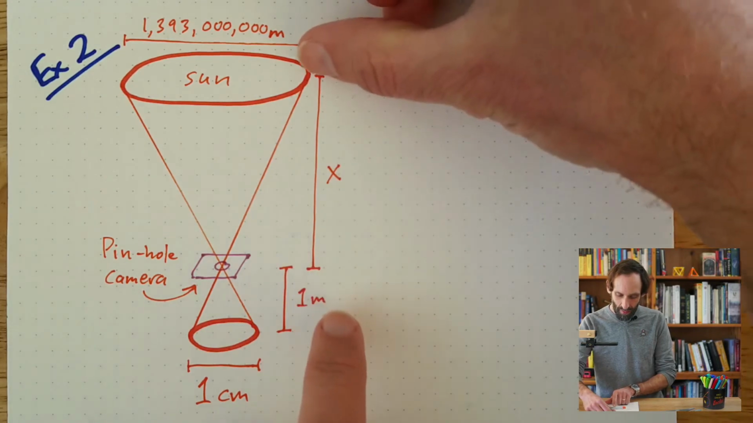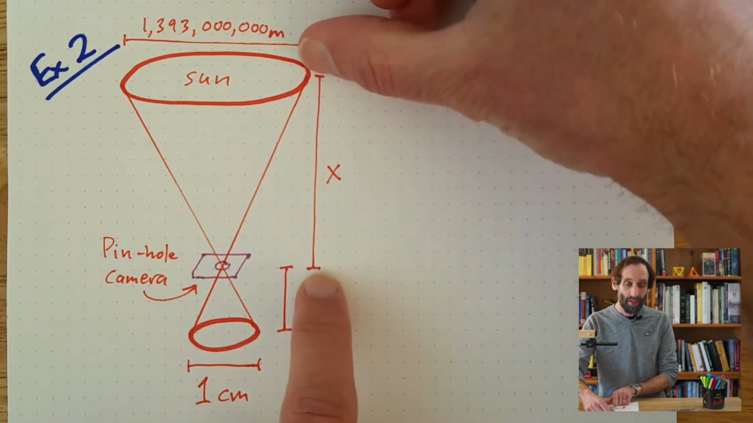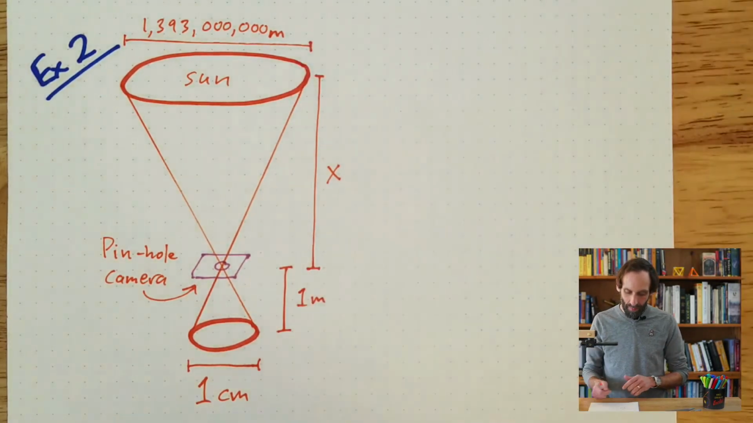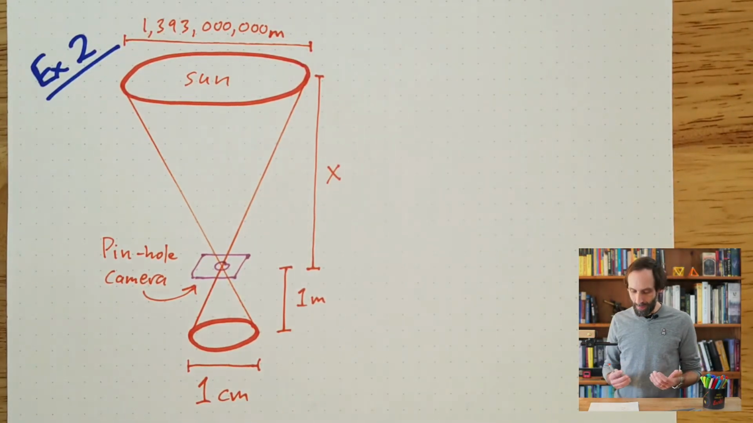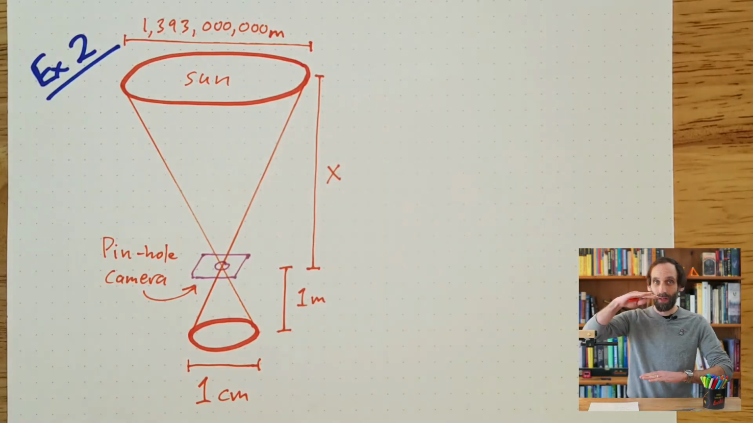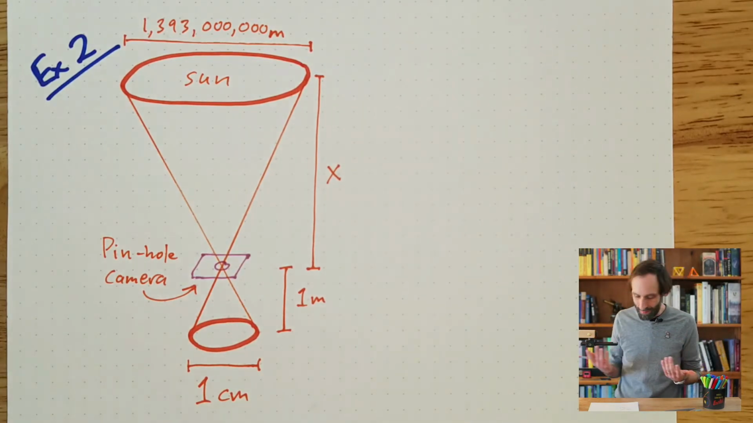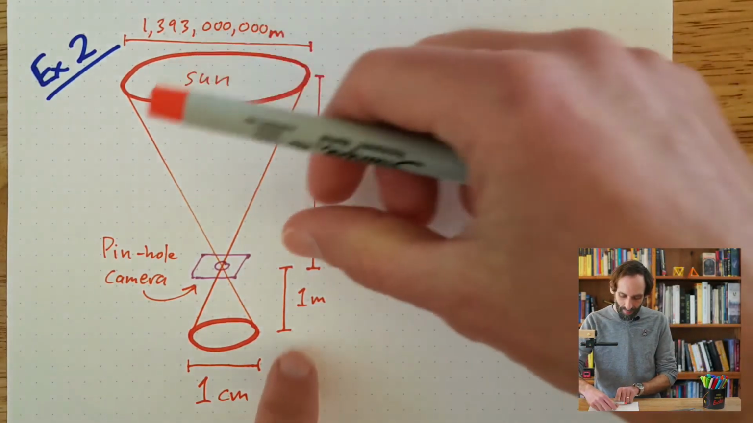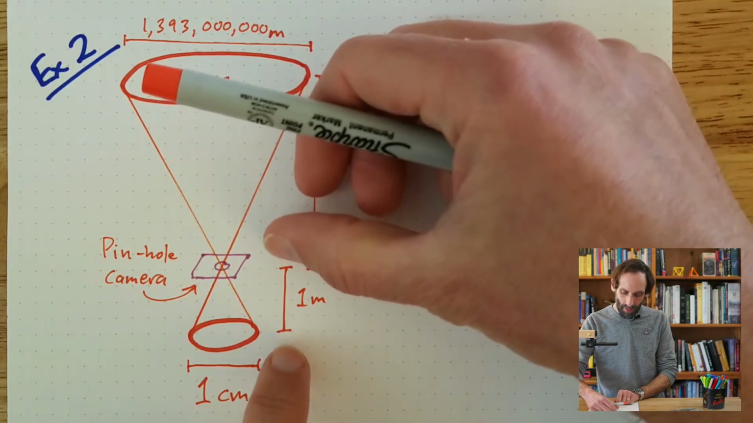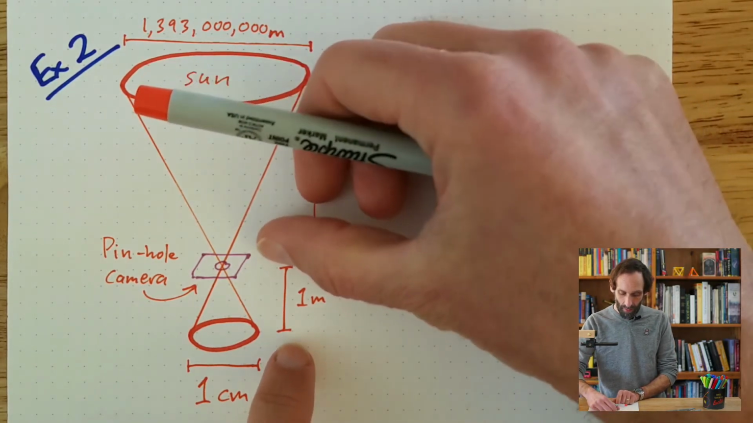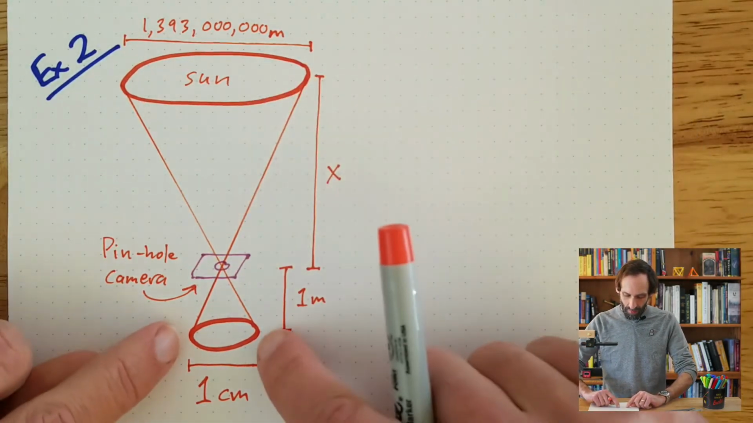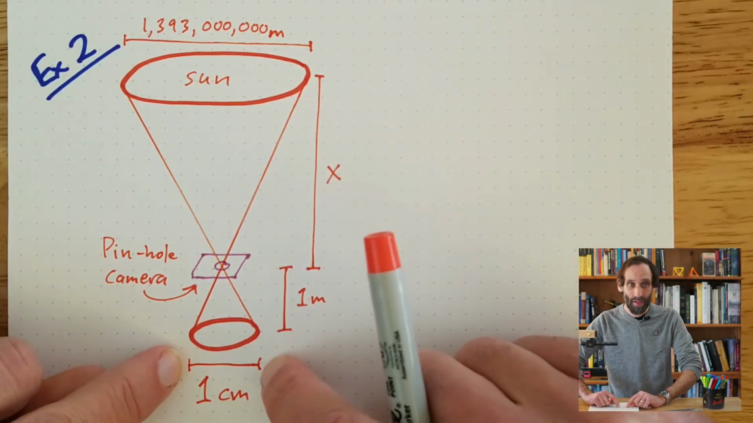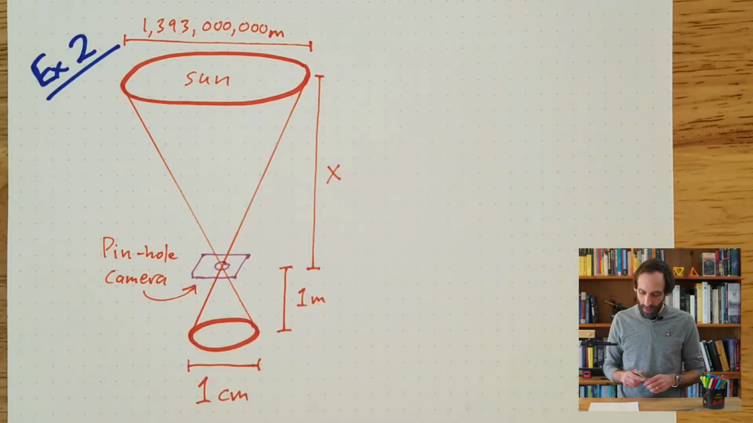The distance from the sun to the pinhole camera is x, the thing I want to find out. That's basically the distance from the sun to the Earth, right? If the pinhole camera is 1 meter above the surface of the Earth, then that's basically that distance. Then we have the distance from the pinhole camera to the screen, which is 1 meter. And then the image of the sun projected is 1 centimeter, 1 meter from the pinhole camera.